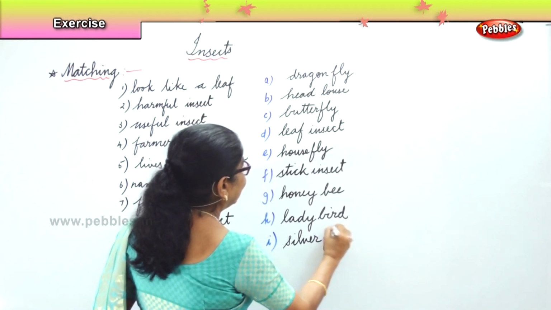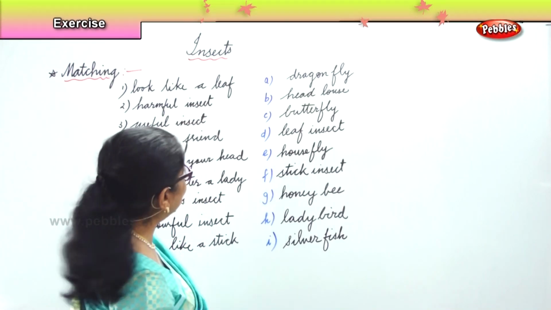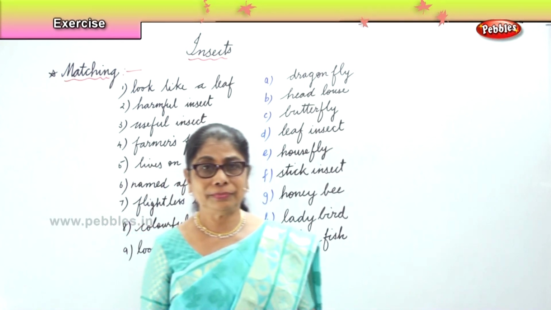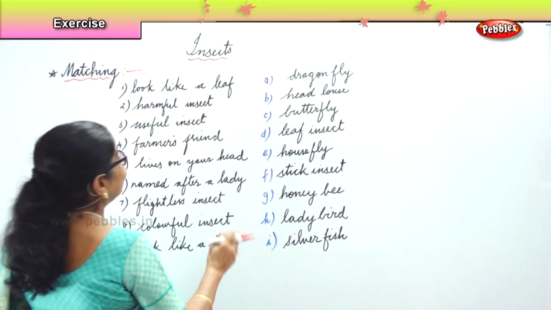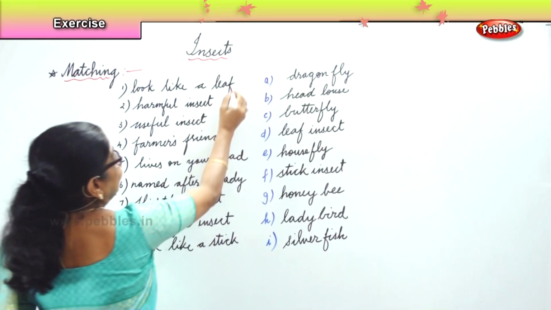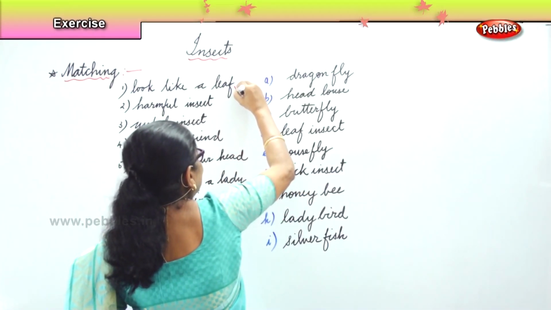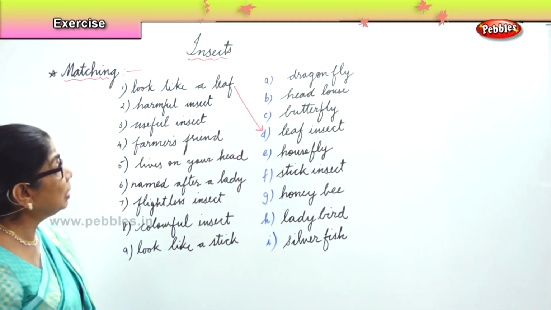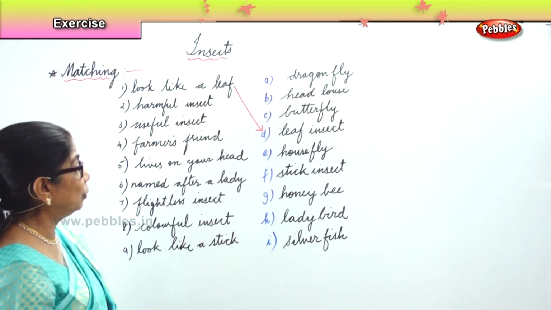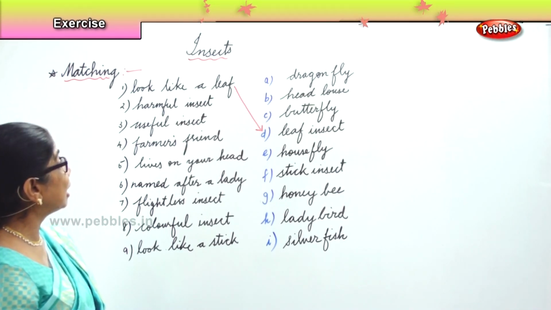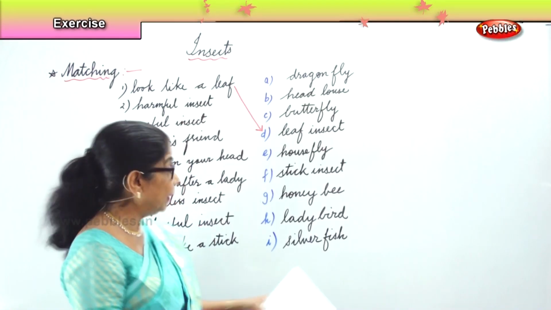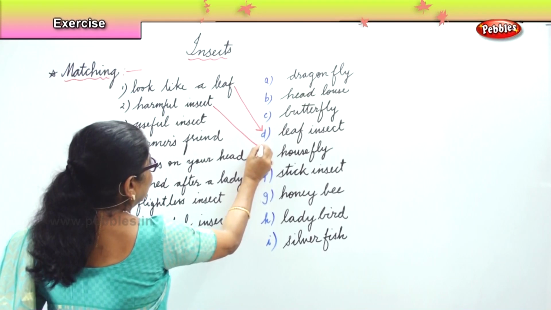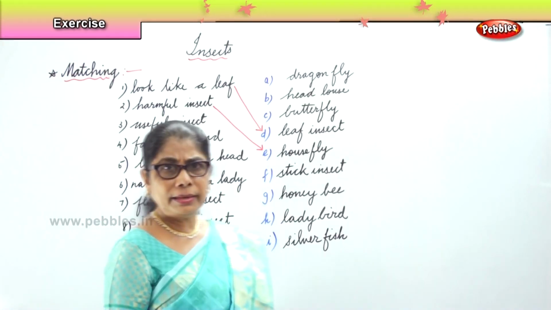Okay, now we look at the names and do a little bit of matching. Okay, look like a leaf. What look like a leaf? A leaf insect looks like a leaf. So, look like a leaf, leaf insect. Okay? Harmful insect. Housefly is a harmful insect. Housefly gives you a lot of trouble. You get fever, diarrhea, and whatnot.